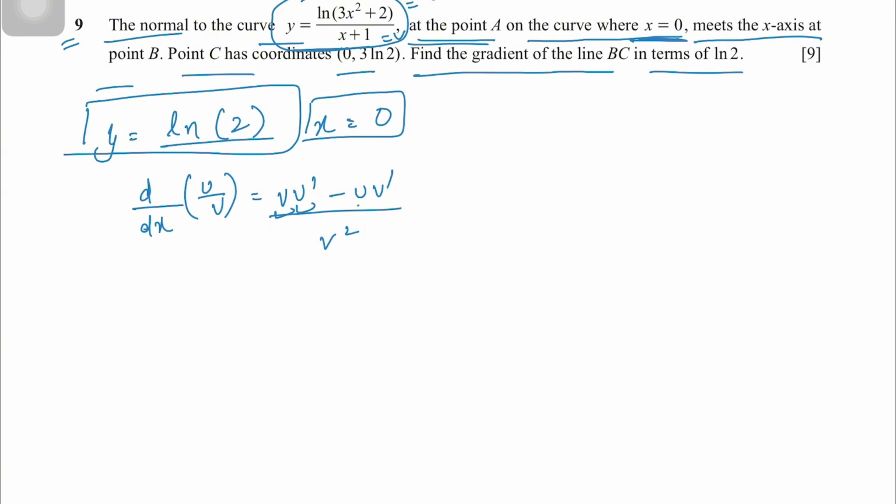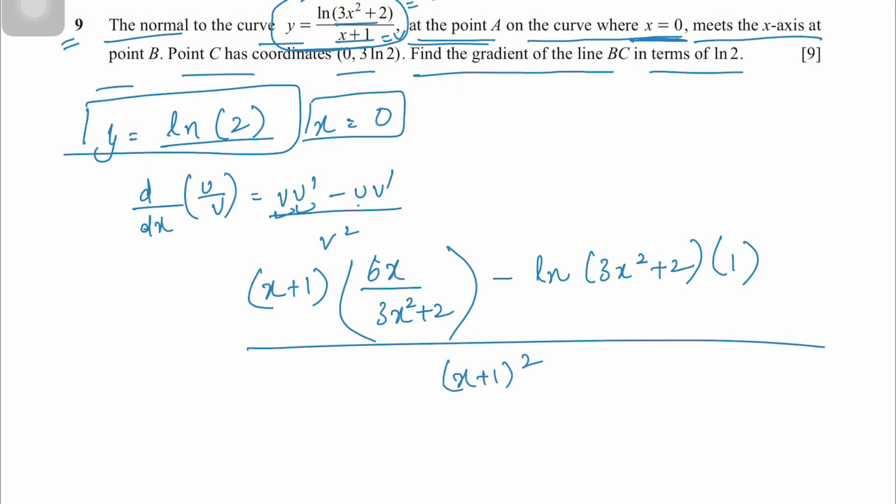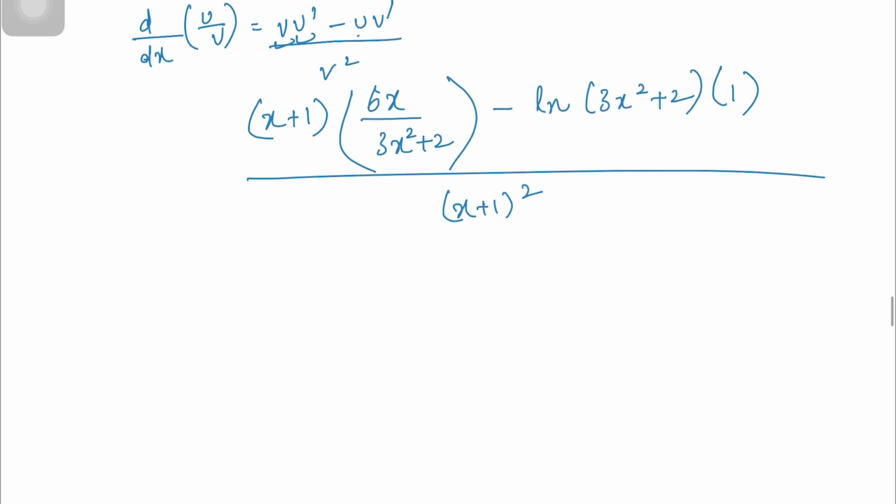We have our v as x plus 1. We have our u as ln(3x squared plus 2), so the differentiation comes in the numerator. This would be 6x over the original function in the denominator, and then minus ln(3x squared plus 2) multiplied by 1, since the differentiation of v is 1, and then we have x plus 1 whole squared, right?